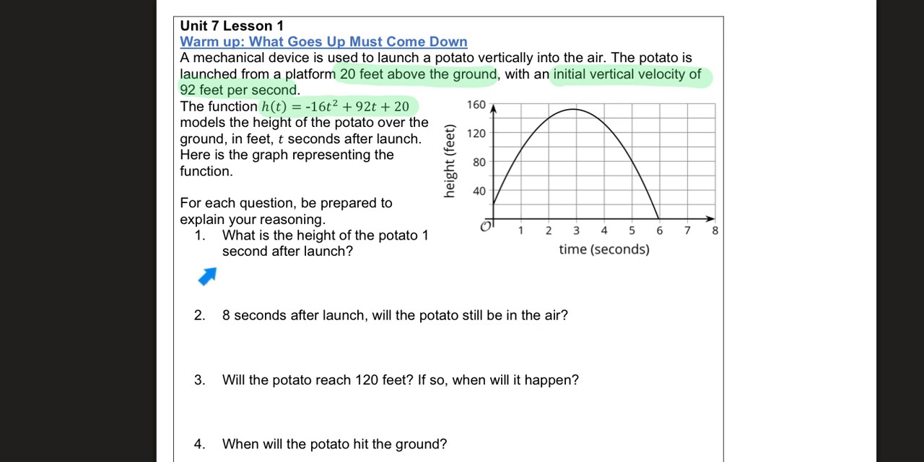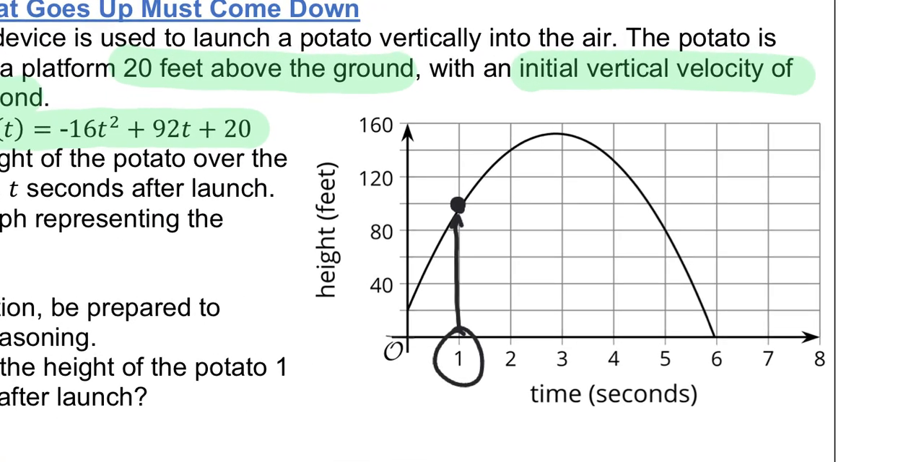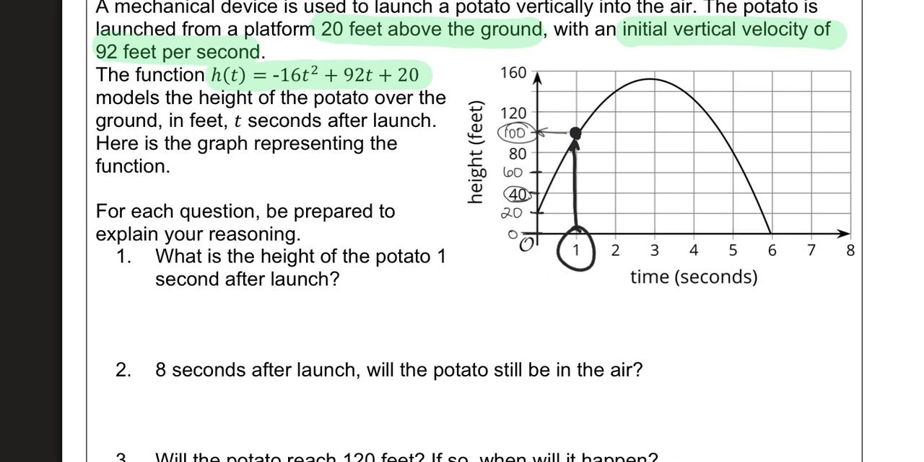What is the height of the potato 1 second after the launch? So we can look at 1, go up on our graph and see that point is right here. We need to make sure we understand our scale. We have 0 down here, then a tick mark, and then 40. So that means this tick mark has to be 20. So this would be 60. This would be 100. So that is the height of the potato after 1 second. So we could say 100 feet.